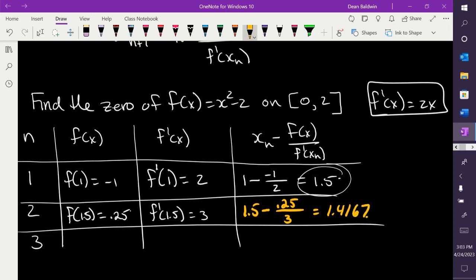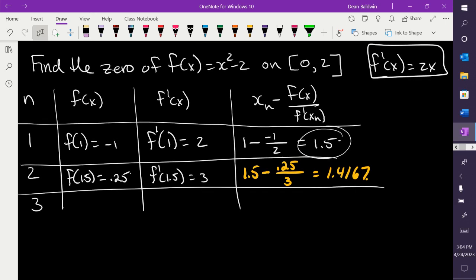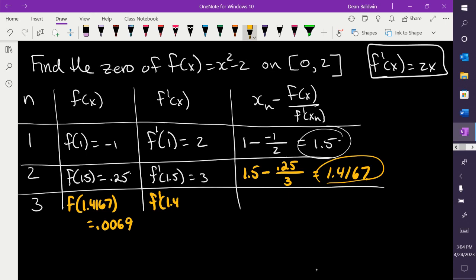How do we know when we get to the... You'll see in a sec. This is the last one we're going to do. So then you do it for the third time. This is the number you use. Again, I'll tell you because you can see how tedious this would be. F of 1.4167 is going to give you 0.0069. F prime of that number is going to give you 2.833.